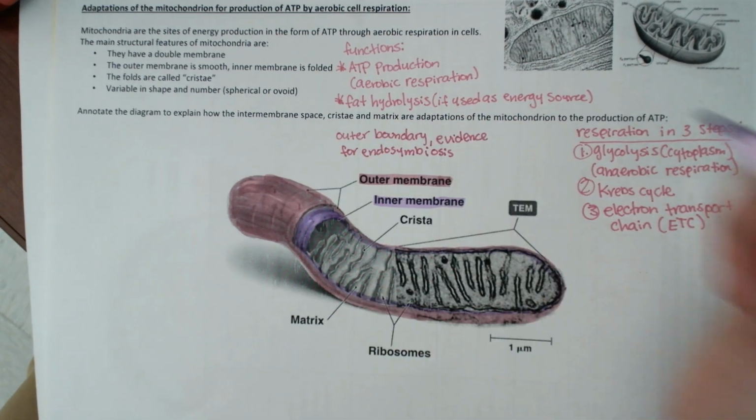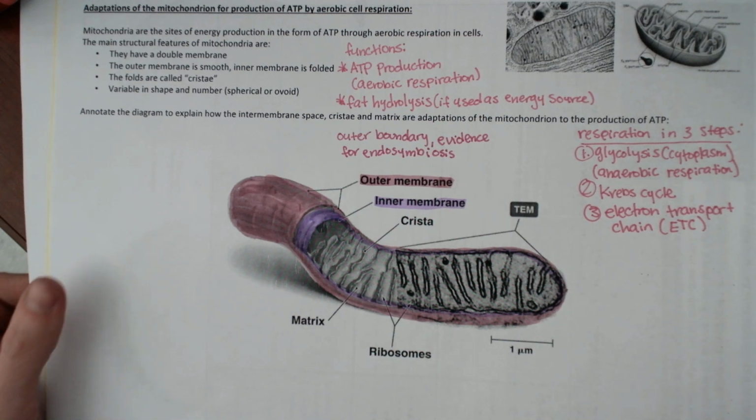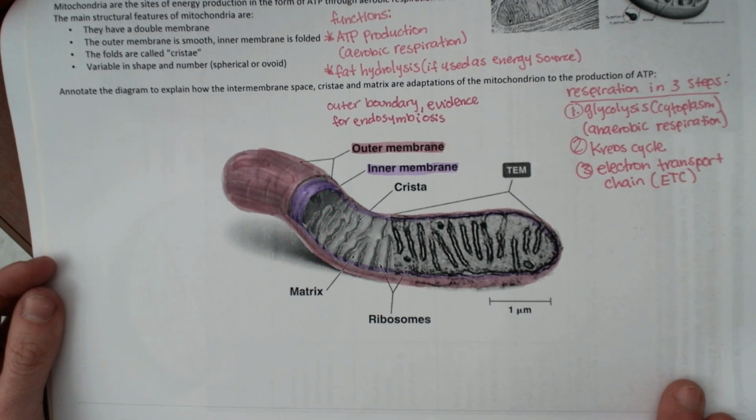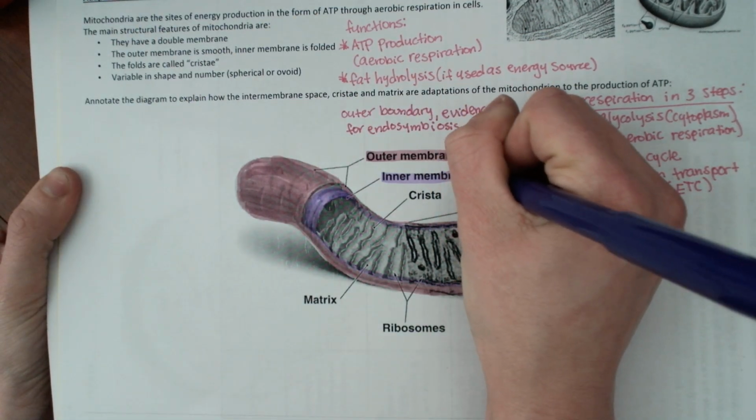Your inner membrane's got a laundry list of things to say about it. So I'm going to write it away from the word inner membrane, but it's color-coded, so you'll know what I mean. So your inner membrane, I'll put a little star next to it.